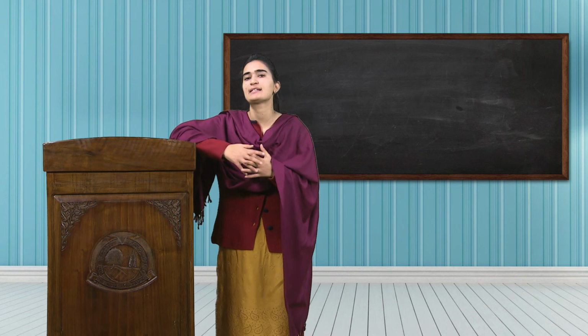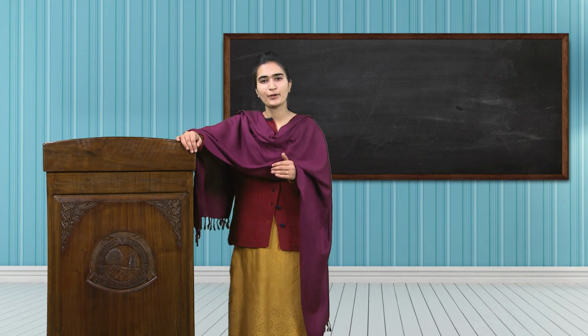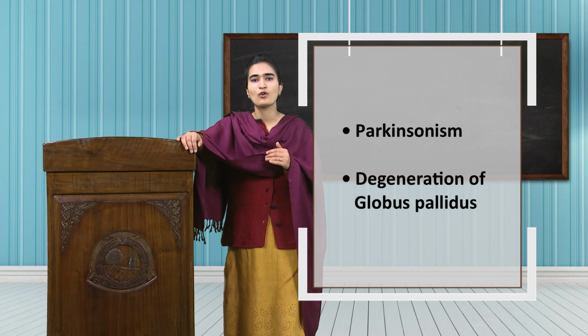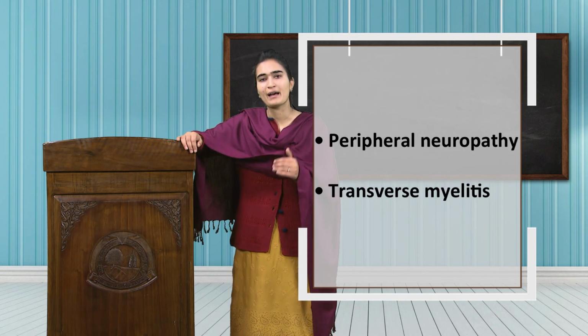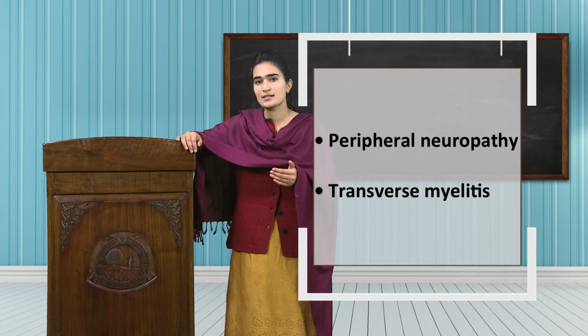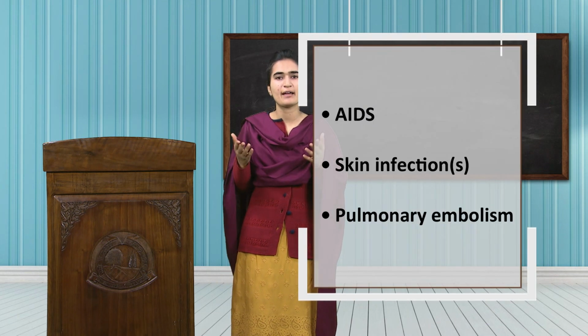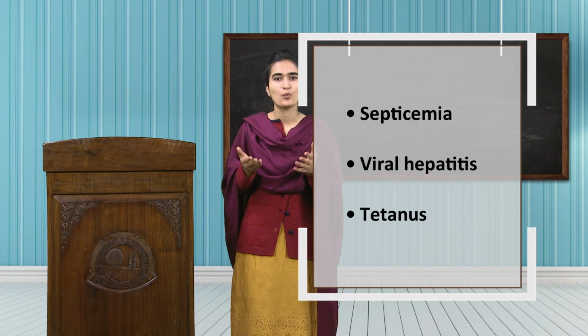There are marked individual differences in presentation of withdrawal symptoms. Heroin withdrawal syndrome is far more severe than the withdrawal syndrome seen with morphine. The complications of chronic opioid use may include Parkinsonism, degeneration of globus pallidus, peripheral neuropathy, transverse myelitis. Complications can also arise due to intravenous use, such as AIDS, skin infections, pulmonary embolism, septicemia, viral hepatitis, and tetanus.